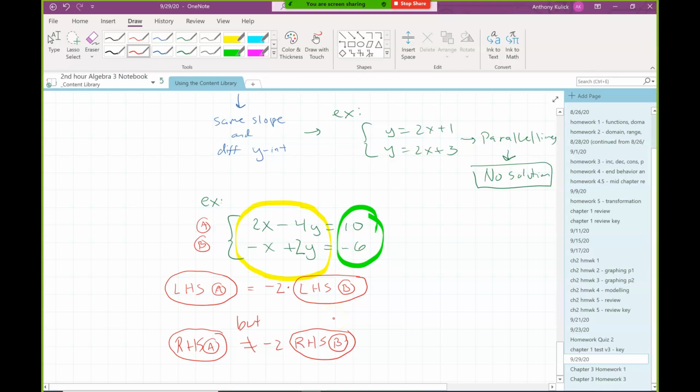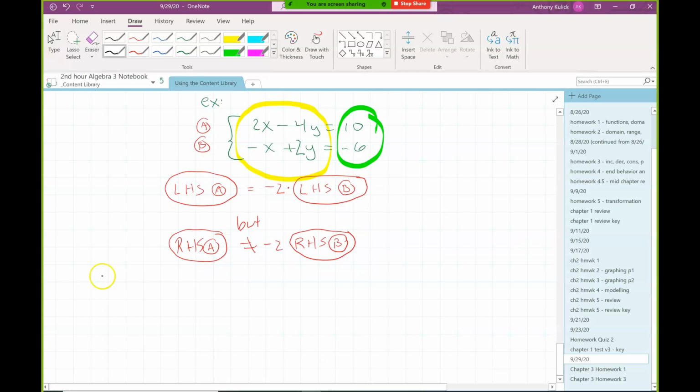So LHS and RHS are just abbreviations for left-hand side and right-hand side. We're okay with what I mean by left-hand side and right-hand side? Of the equal sign is what we're referring to. So do you guys see that? How if I take -2 and multiply it by equation B, the left-hand side would be the same as A's, but the right-hand side would be different. Everybody's okay with that? Okay.